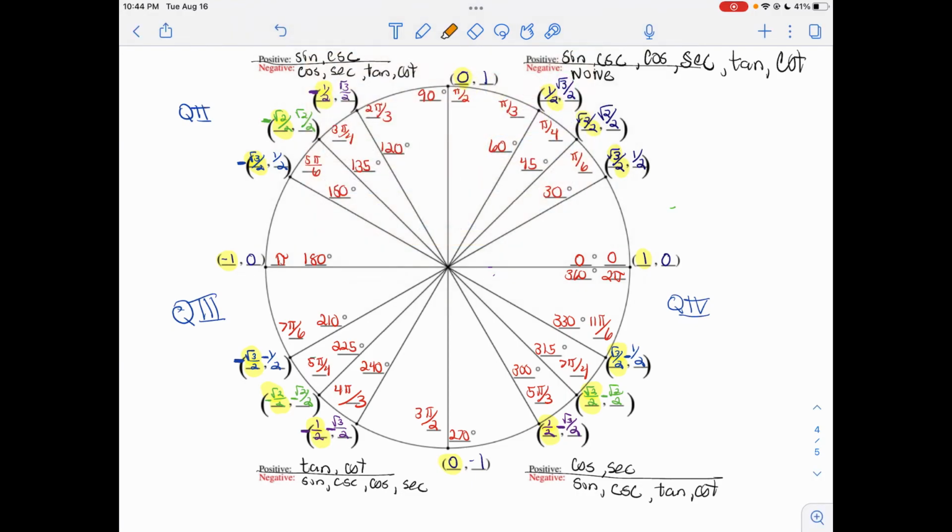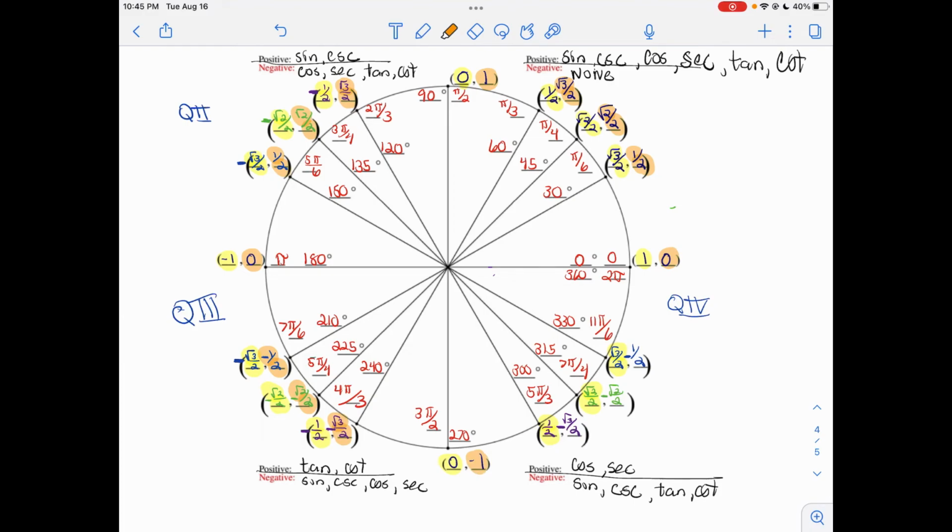Now to figure out your sine values, your y's, my quadrantal angle is 0, so that means I count up: 1, 2, 3. Take the square root, divide by 2. The quadrantal angle is 1, so I count down: 3, 2, 1. Take the square root and divide by 2. The quadrantal angle is 0. That means I count up: 1, 2, 3. Take the square root and divide by 2.